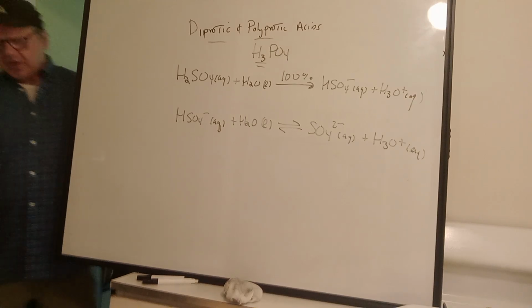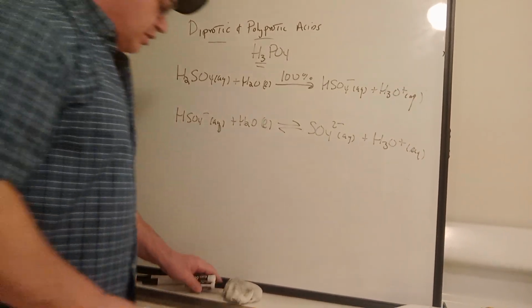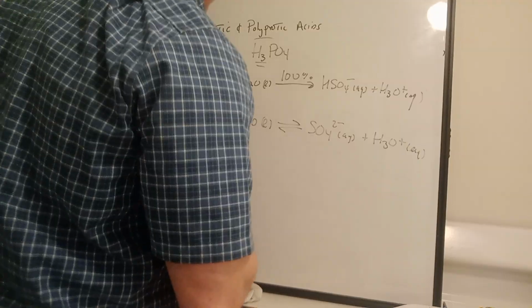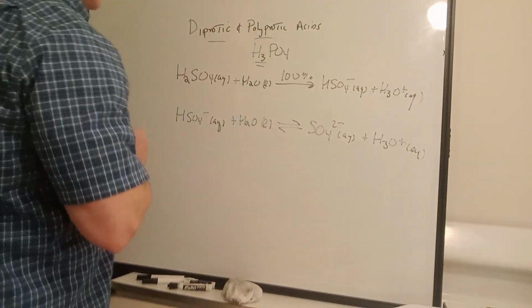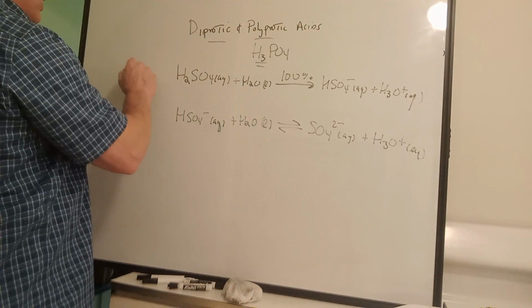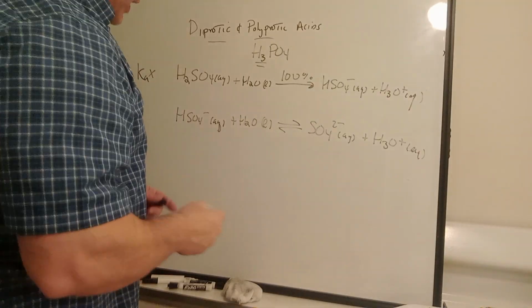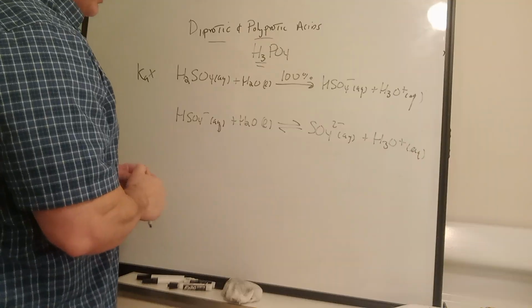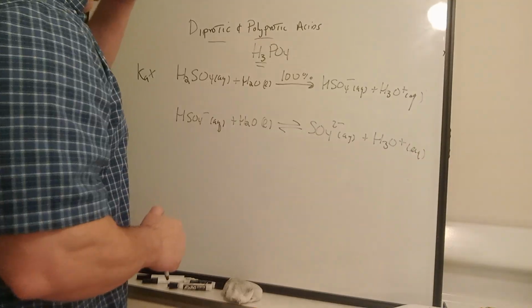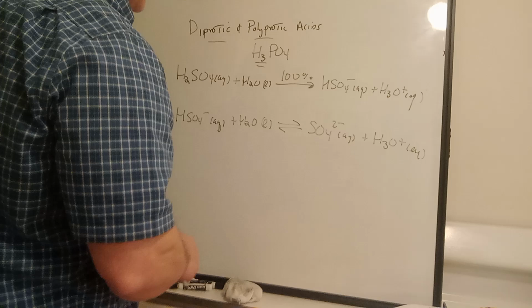So we have this step here. This has got no equilibrium constant. We don't write an equilibrium constant for this because it's a strong acid. You can look them up. They're done in other mediums besides water to determine that, but in water, it's effectively going 100% to the right.